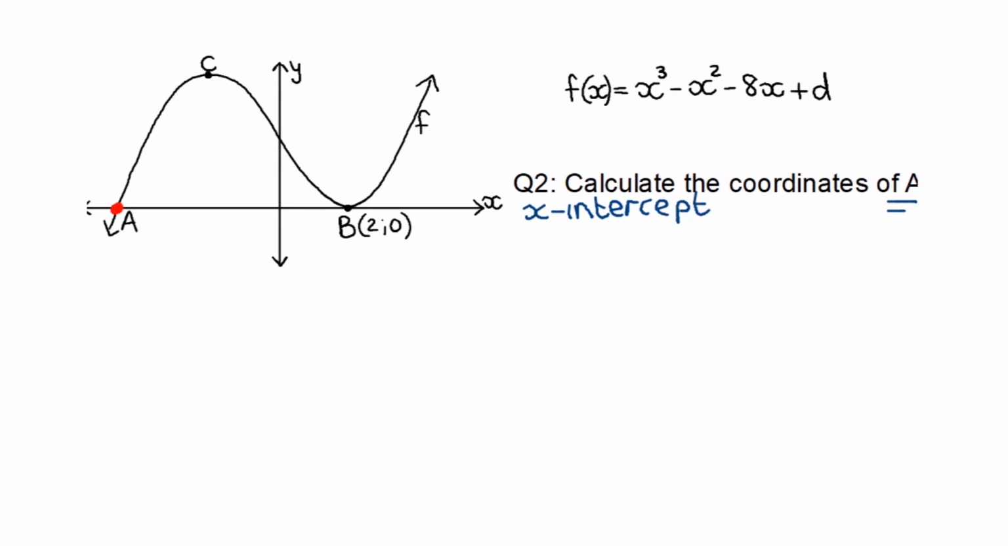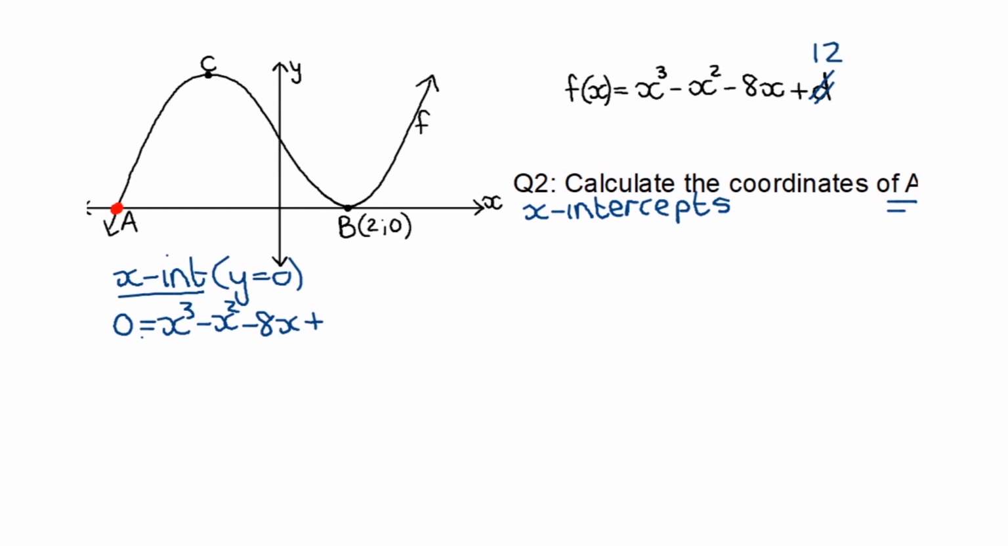Okay, for the x-intercept, what do we know? For the x-intercept, I have to replace y with a 0. And if I replace y with a 0, it's going to be 0 is equal to x cubed minus x squared minus 8x plus d. But now we know d is going to be 12. So I can replace the d with a 12. If you like, you can say all of these terms will be equal to 0. And now I have to solve for x.